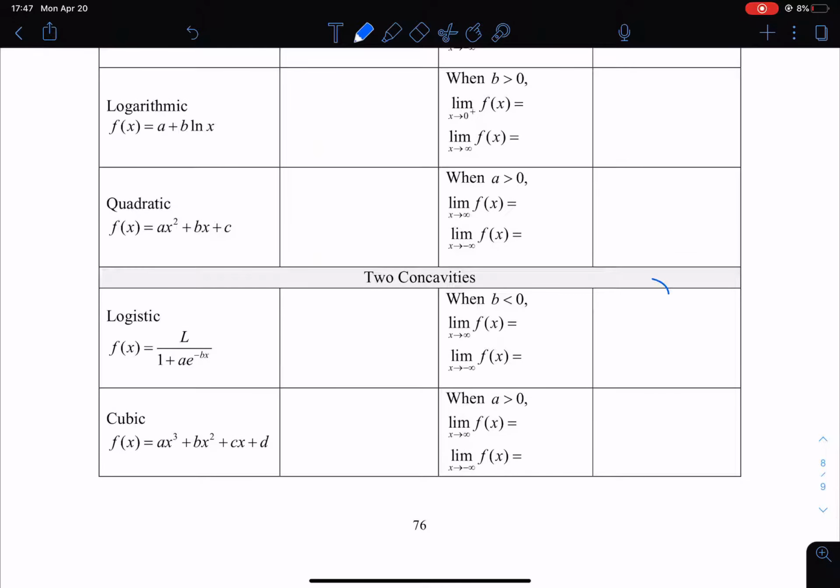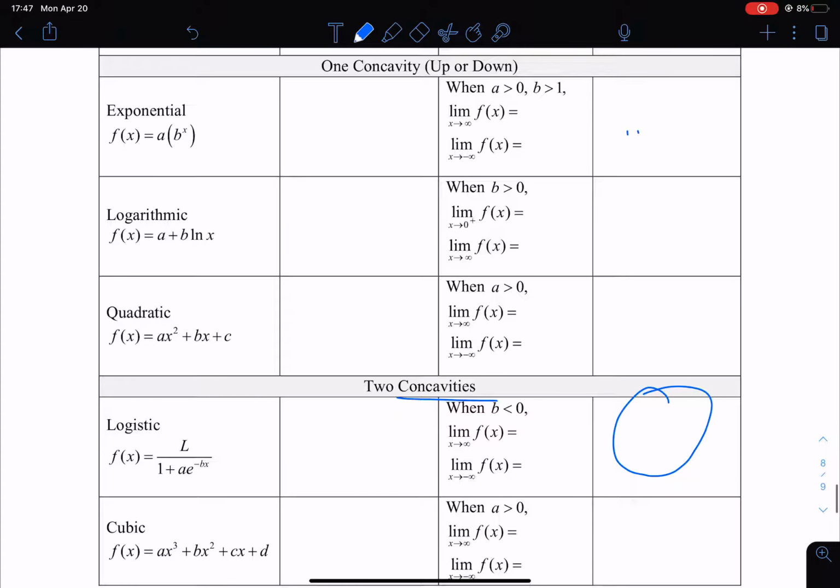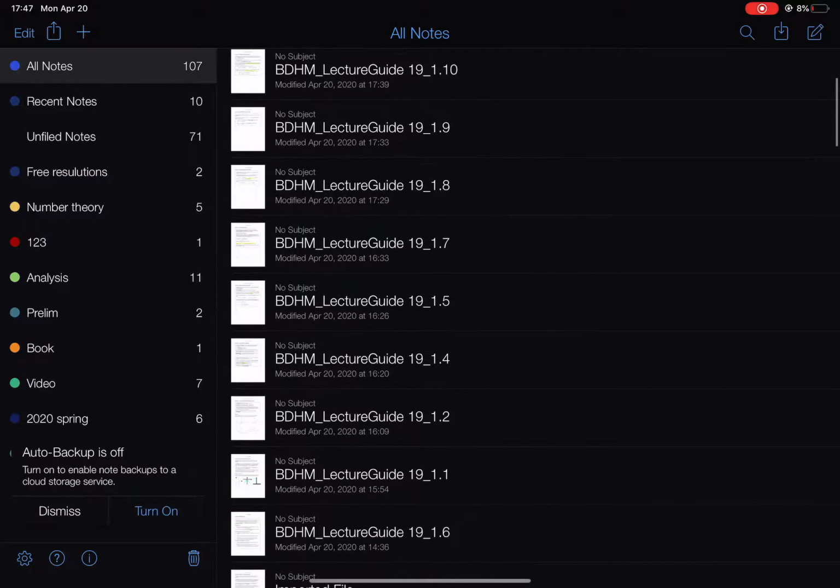And for this one, for example, it has 2 concavities. It has 1 inflection point, and the horizontal lines. So what about the horizontal lines of this one? How many horizontal lines? What are they? This one is y equals 0. The other one is y equals L. Then let's go back to section 1.6.